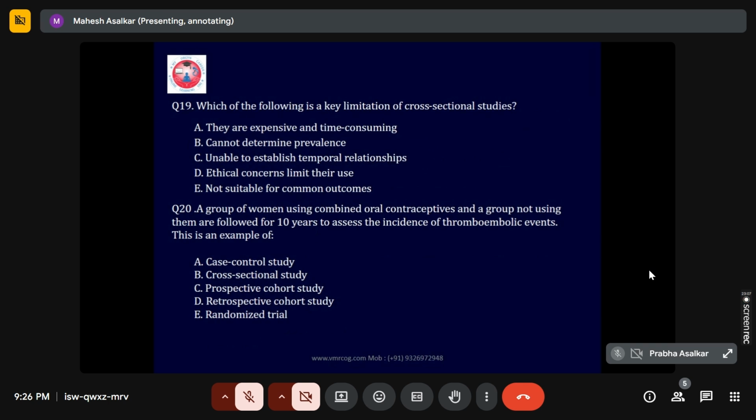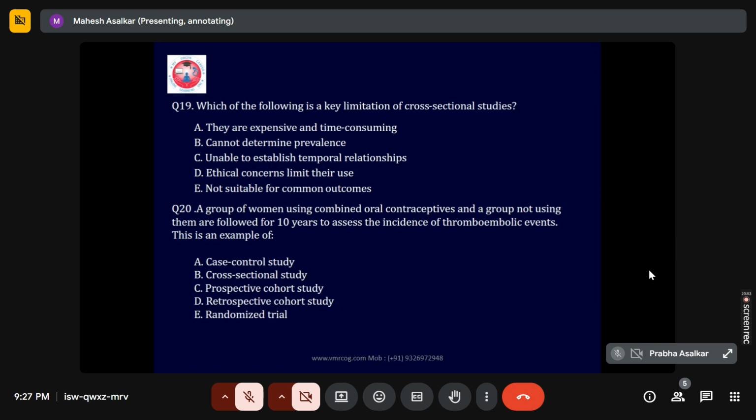Next question. Question 19. Which of the following is a key limitation of cross-sectional study? Option A, they are expensive and time-consuming. Option B, cannot determine prevalence. Option C, unable to establish temporal relationships. Option D, ethical concerns limit their use. Option E, not suitable for common outcomes. Sir, option C, unable to establish temporal relationships. Yes. You cannot establish the temporal relationship. Correct.